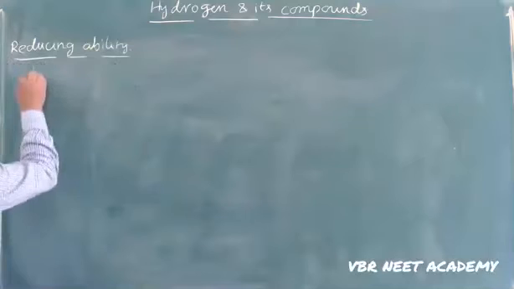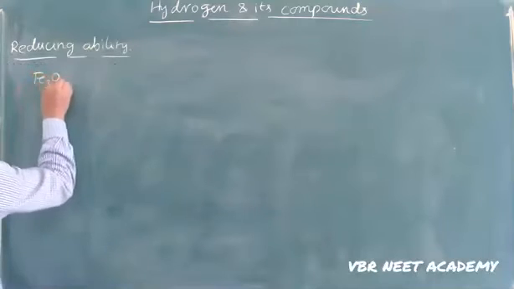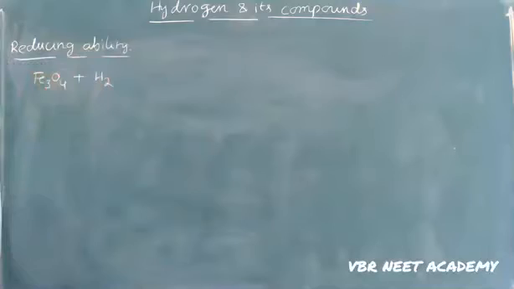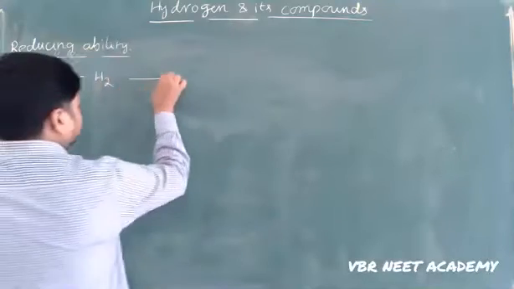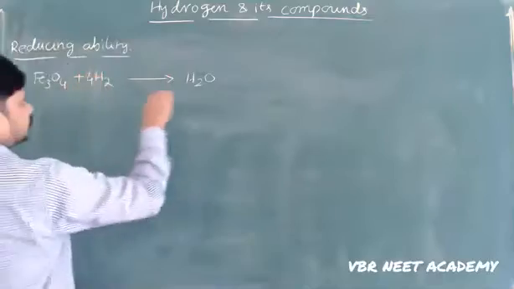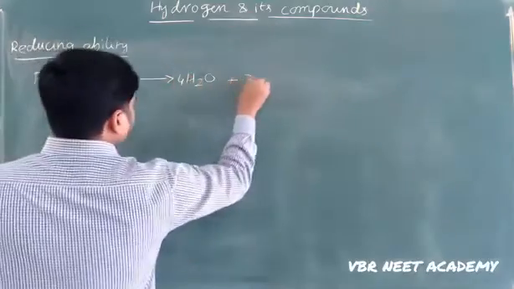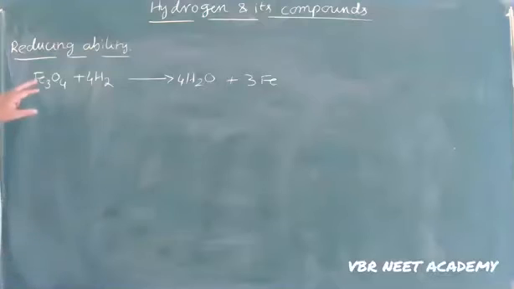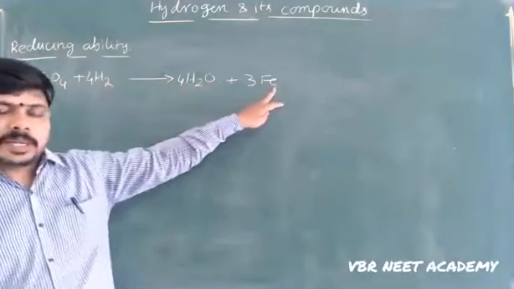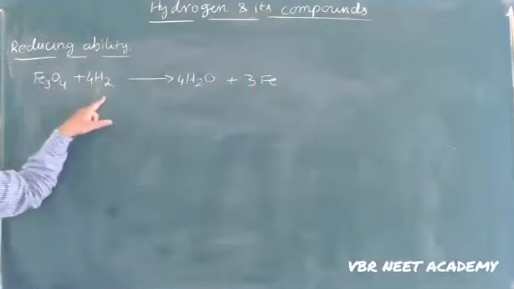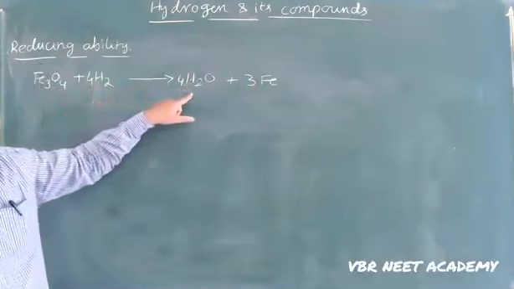Say, for example, Fe3O4 plus H2. When you take this, the iron oxide gets converted to iron. So it is completely reduced to its metallic iron form by your hydrogen. That's what you can see from this.